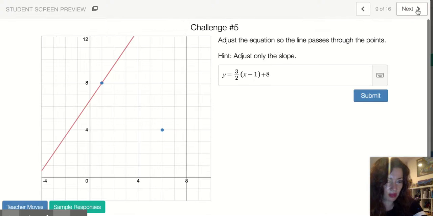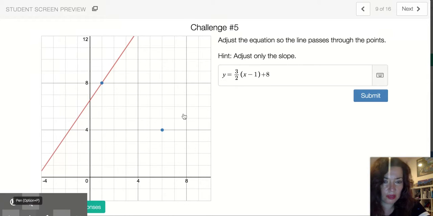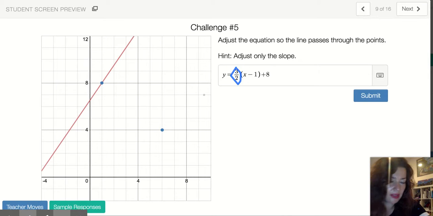Okay, moving along to the next slide. All right, so this one is a little bit more challenging. This is in point-slope form, and it is saying to adjust the equation so the line passes through the points. And it's also telling us, hint, you should only adjust the slope. So in other words, where is the slope? If you said right here, 3/2, then you are correct. That is the only number they're asking you to change. Everything else, leave it as is for now.